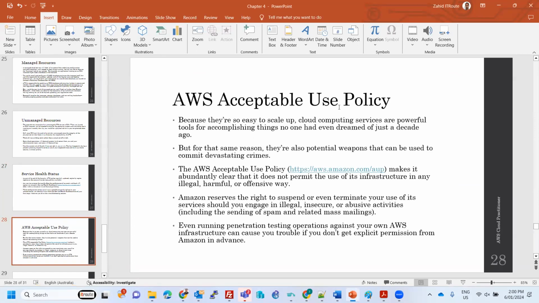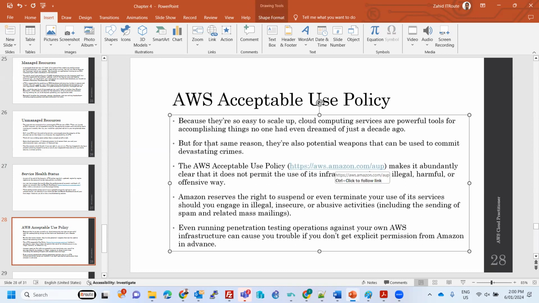Now, the AWS acceptable use policy. Because it is so easy to scale up, cloud computing services are powerful tools for accomplishing things no one had even dreamed of just a decade ago. But for the same reason, they are also potential weapons that can be used to commit devastating crimes. The AWS acceptable use policy makes it abundantly clear that it does not permit the use of its infrastructure in any illegal, harmful, or offensive way.